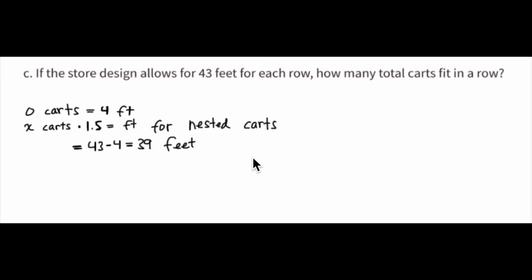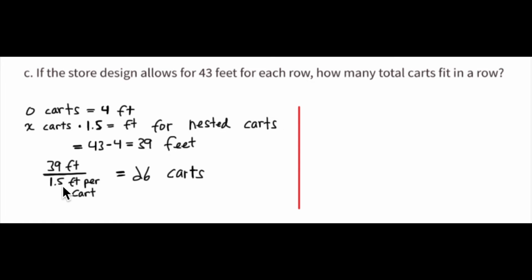Another way to think about this problem is by reasoning through it. So you have 43 feet of space to fill. The starting cart, or 0 nested carts, takes up 4 feet. So you subtract that 4 feet from 43 feet, so you have 39 feet left. And each nested cart takes 1.5 feet. So how many of these 1.5 feet are there in 39? That's like saying how many of these nested carts are in 39 feet. So divide 39 feet by 1.5 feet for each cart, and that equals 26 total carts.